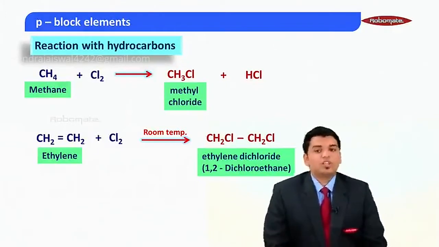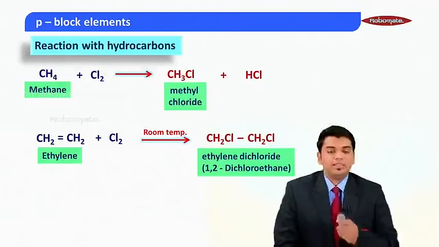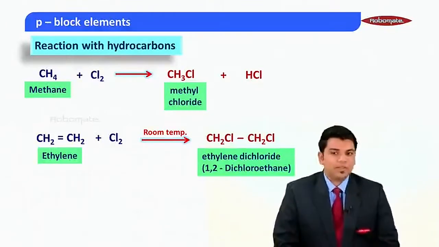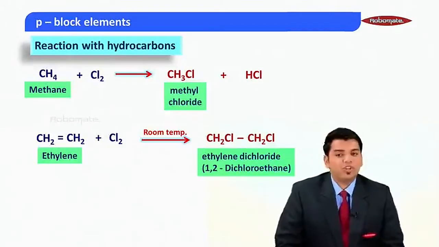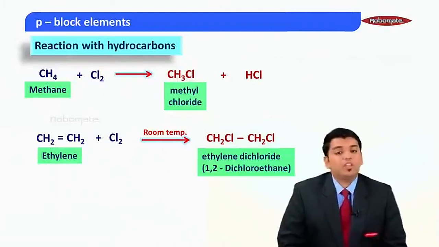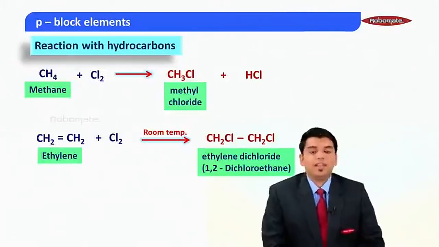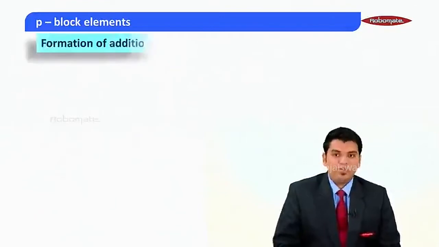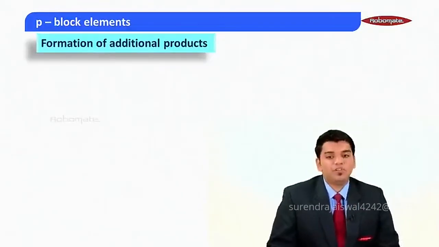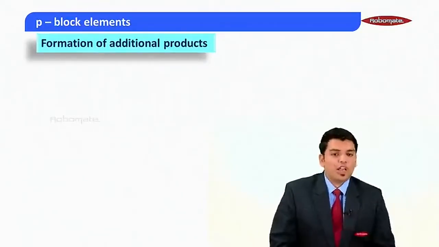So on reaction with hydrocarbons, these are the different products that we get. With alkanes, we have a substitution reaction, whereas when we do the reaction with an alkene, we get an addition reaction. Moving ahead, let us have a look at the formation of additional products or additional reactions.